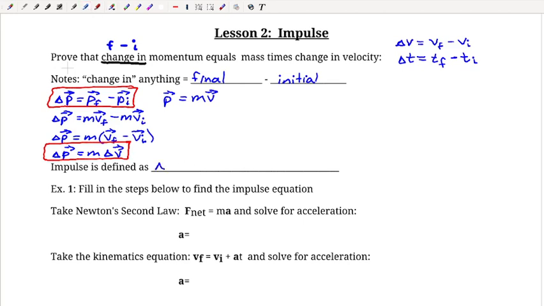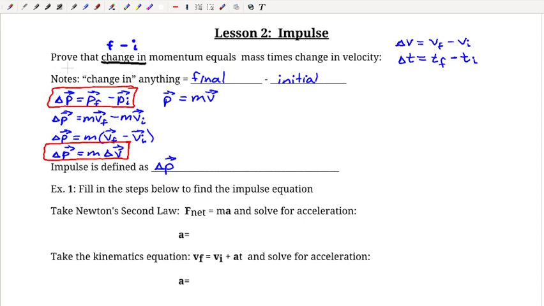Impulse is defined as the change in momentum. You can write that out in words if you want to, but that is what impulse is: the change in momentum, how much your momentum changes. And that's going to end up being fairly important throughout this unit. So example number 1 says, fill in the steps below to find the impulse equation. This is one of our impulse equations, but there's actually another one, which we're going to find below. We're going to show that this is equal to mass times change in velocity.